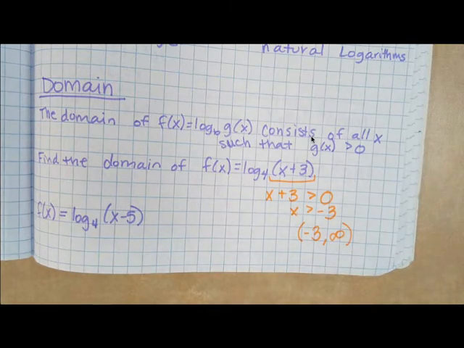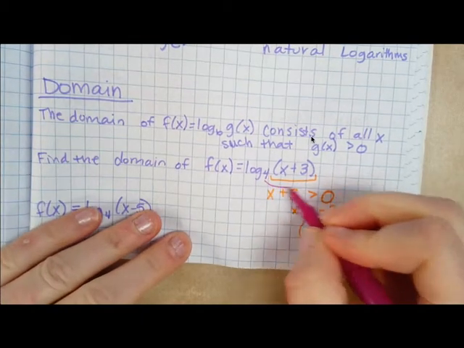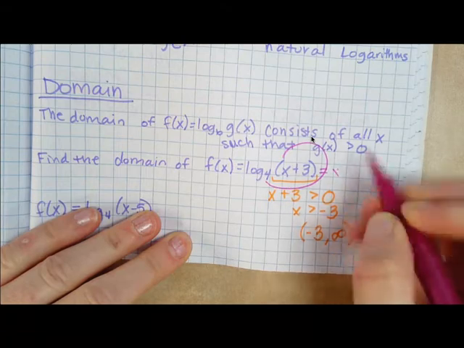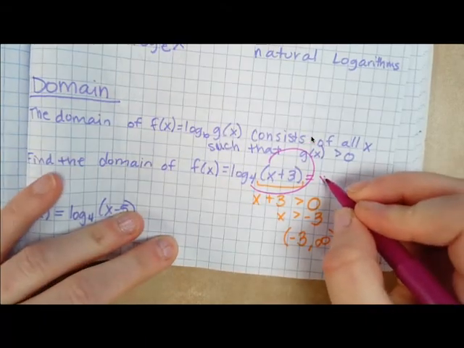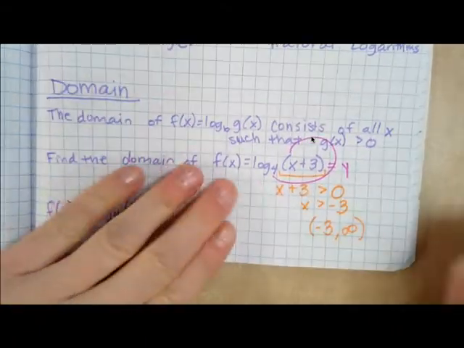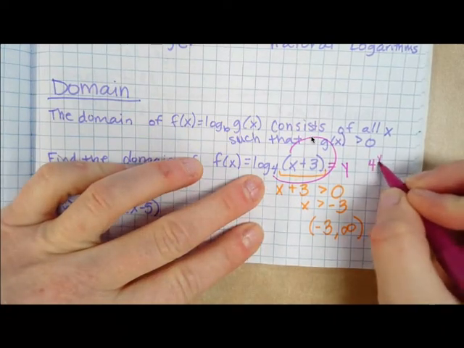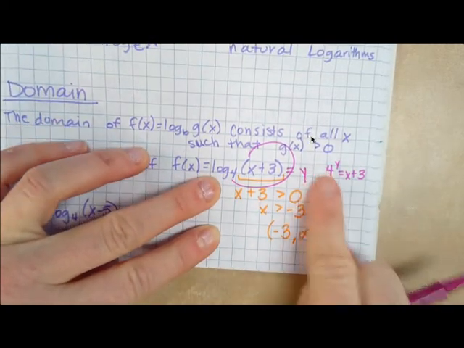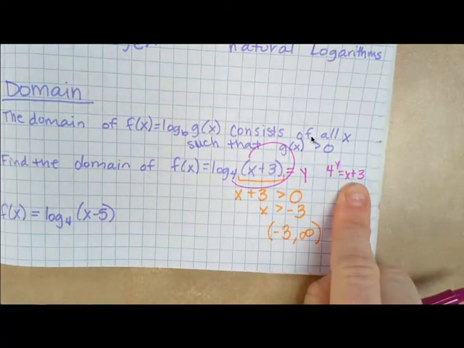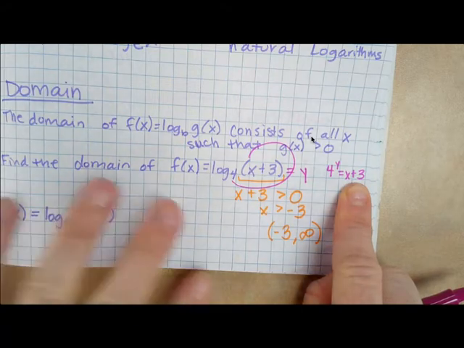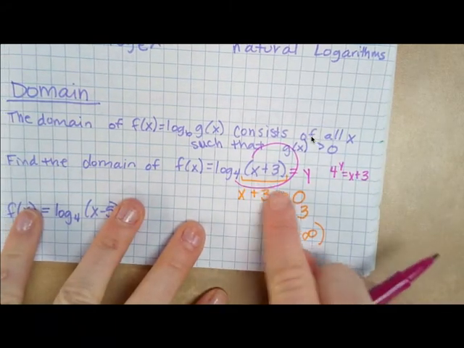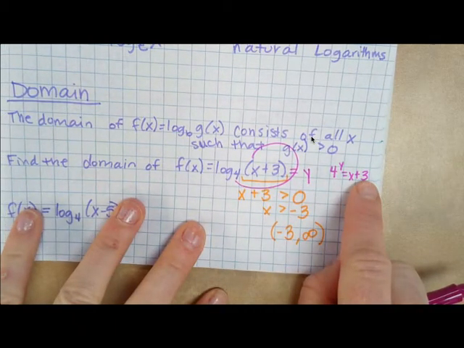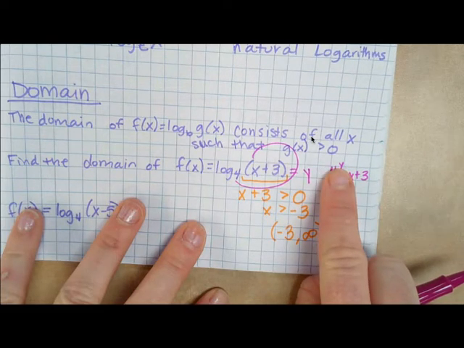And the reason for this is because if you do that, it equals, let's say y, then we would say 4 to the y equals x plus 3. Whenever you do the exponent, your number won't be negative. We want this to be greater than 0, because the exponent is going to be positive.